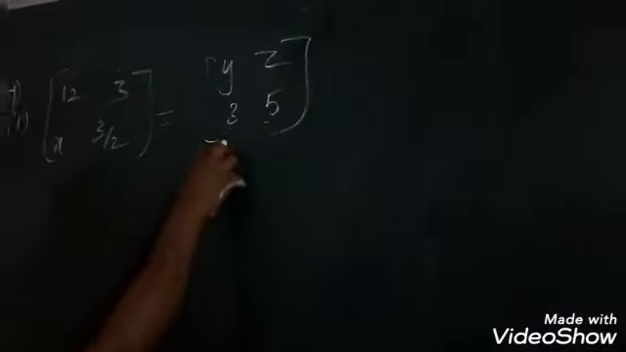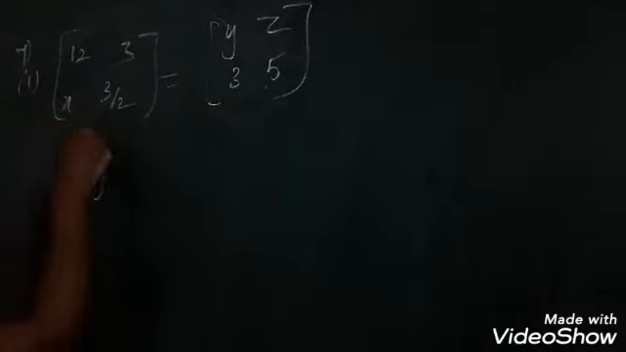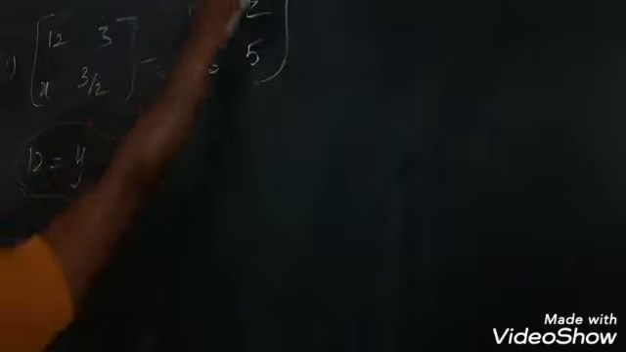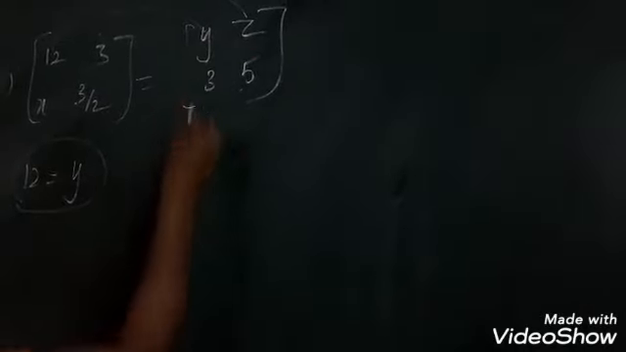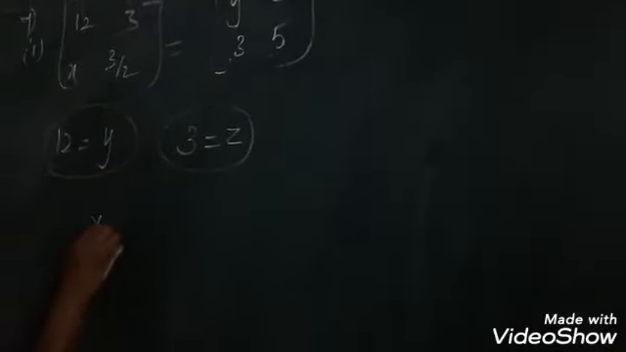Okay girls, if it is an equal matrix, you have to equate the corresponding elements. The first element is equal to the first element. In the left hand side, what is the first element? Here 12. So the right hand side first element is y. So y is equal to 12. Okay girls. Then the second element, the left hand side second element is 3. The right hand side second element is z. So the z value is 3. Then the same here, x is equal to 3.